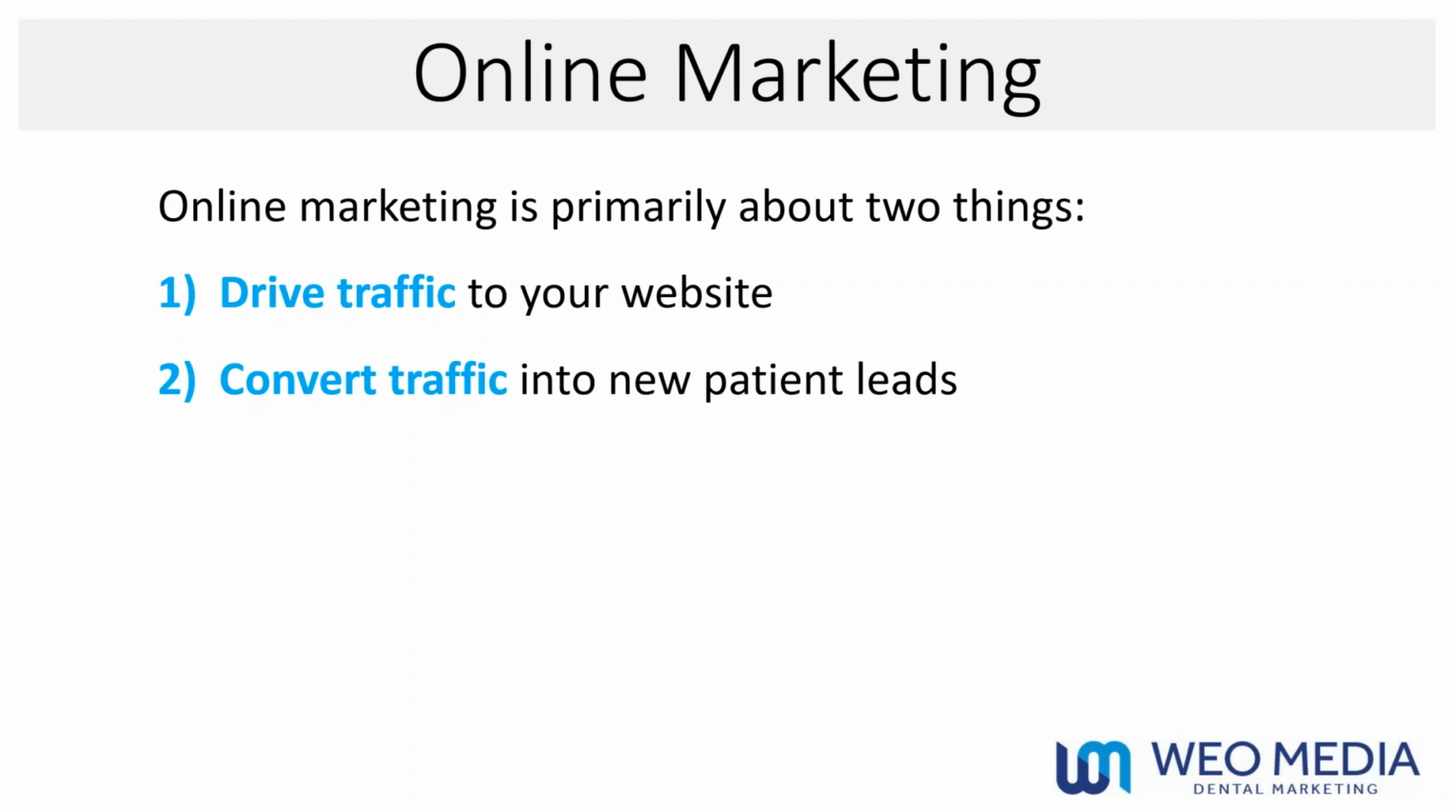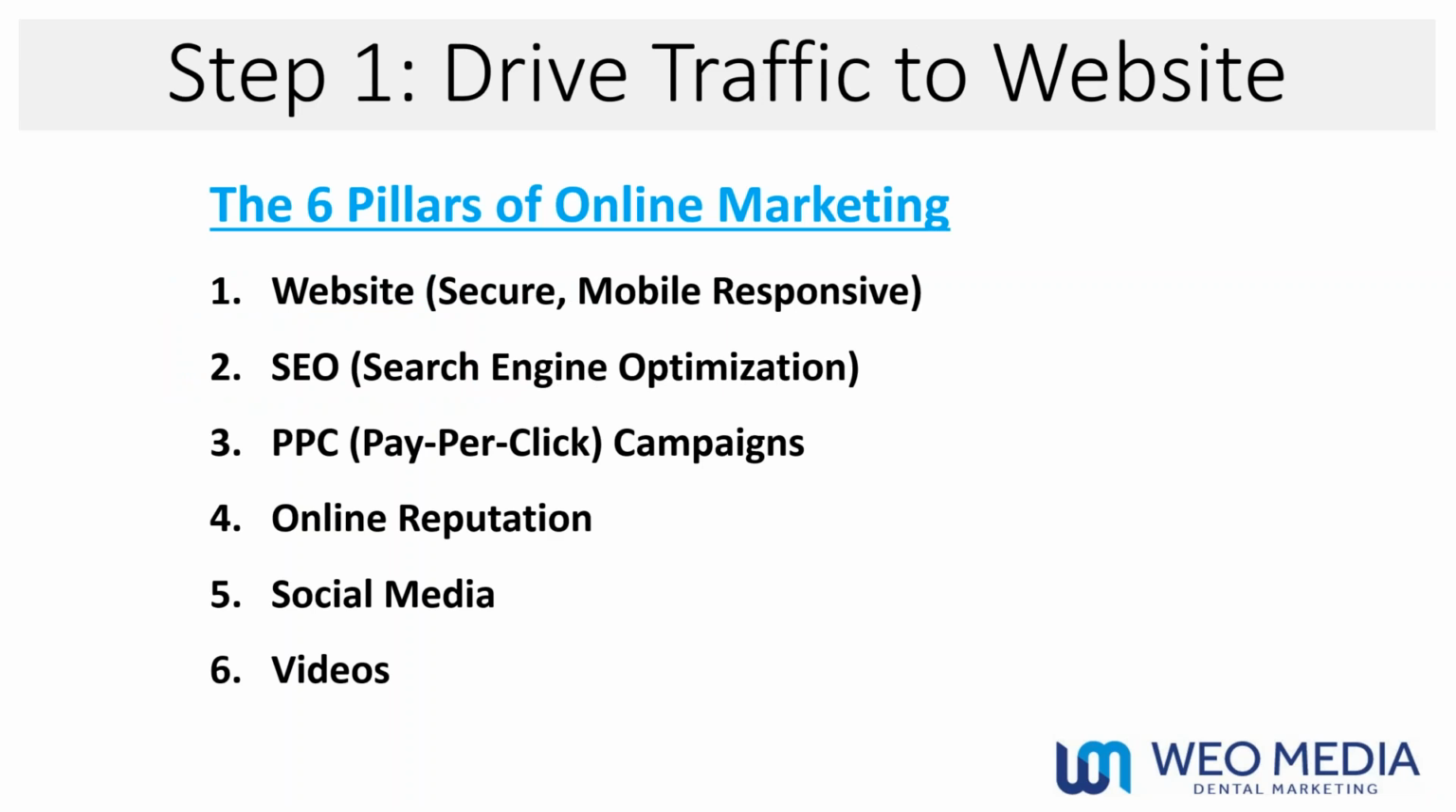You can't have one without the other for a successful program. And so what I'm going to talk about is the elements for step 1, the elements for step 2. And when you're doing all these things well, that's when you can get an exceptionally good result with your online marketing programs. Step 1 involves what we talk about at WEO Media as the 6 pillars of online marketing.